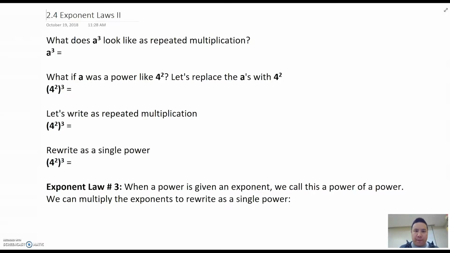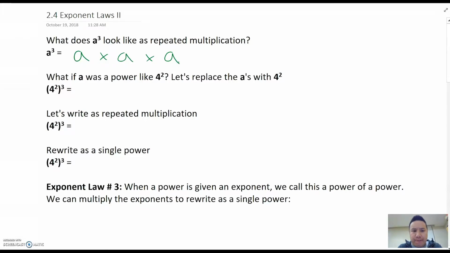All right, we're back at Exponent Laws, round 2. So we're going to start by taking a look at a to the power of 3. So we talked about last time what that looks like as repeated multiplication. So let's go ahead and do that. A to the power of 3 is just a times a times a.